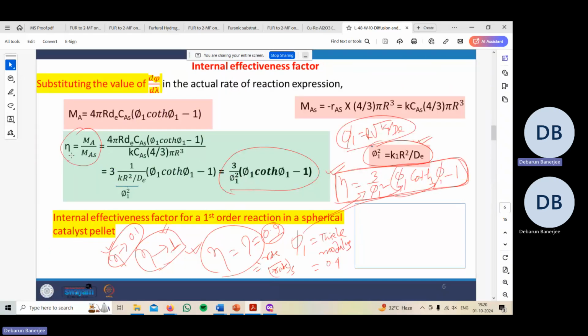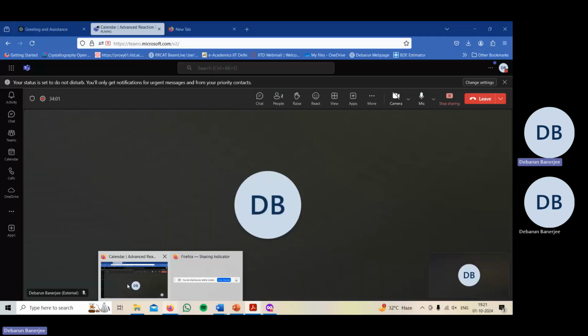If you see this particular ratio, MA by MAS equals 3 by phi 1 square into (phi 1 coth(phi 1) minus 1), which is the internal effectiveness factor for a first order reaction in a spherical catalyst.